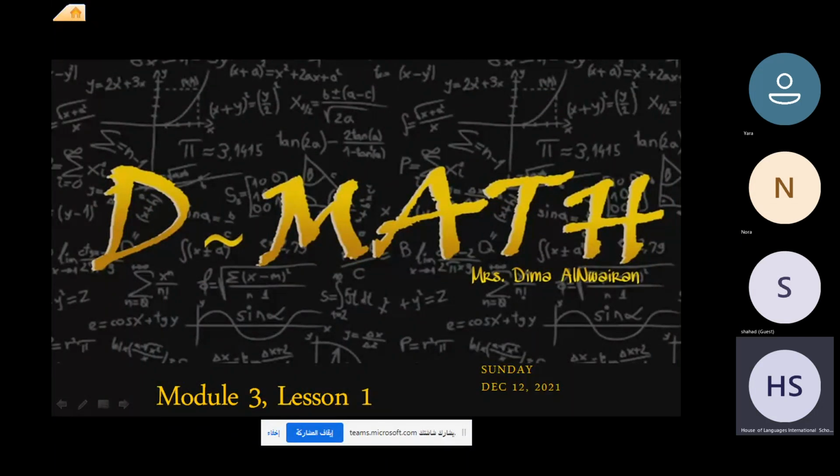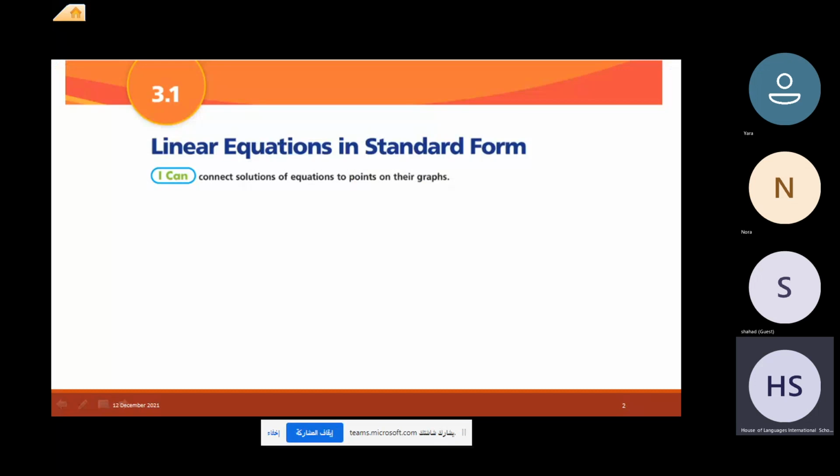Let's go back now to algebra. Now, let's start our new module here in Unit 2, which is Module 3, Lesson 1. Now, linear equations in standard form.